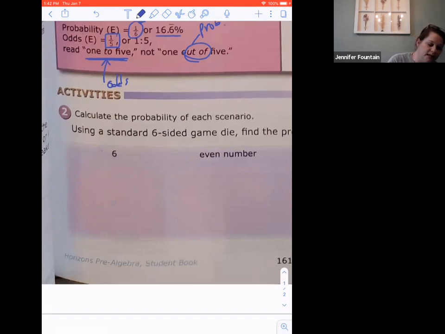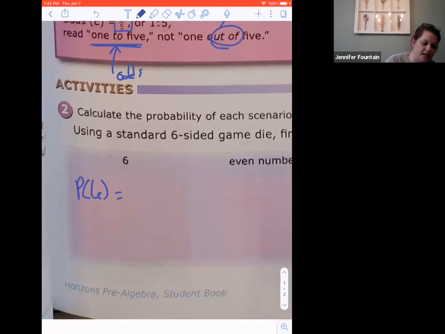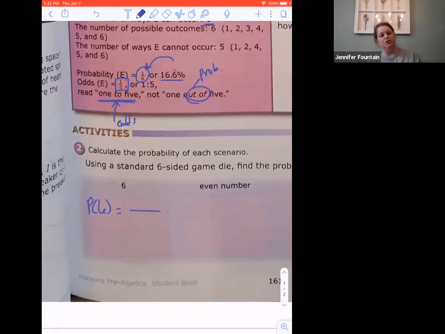Okay, so we're looking at the probability of rolling a 6. So we've got to think about how many 6s I have on a 6-sided game die. So what is my chance of rolling a 6? How many 6s do I have? I only have 1. How many total possibilities do I have? I have 6. So 1 out of 6. And again, we could write that as a decimal if I wanted to. I could write that as a 16.6 repeating percent.